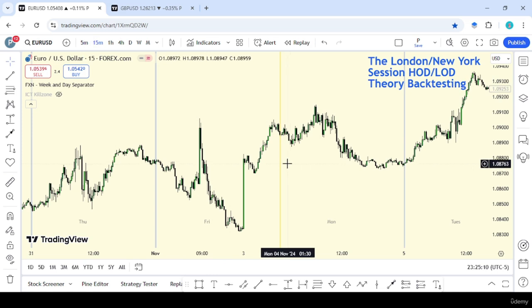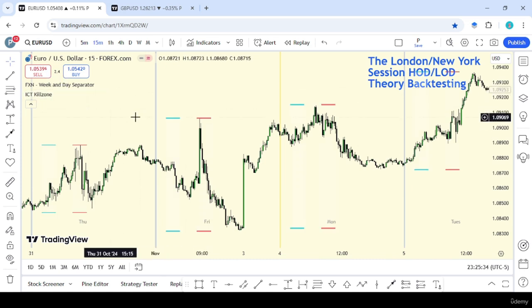So I'm using the week and day separator to showcase each trading day. You can see I'm starting on Thursday, 31st October, then we have Friday, then Monday, and so on. And then I'm also going to activate this ICT kill zone indicator. I've only outlined the New York and the London sessions, so that we can focus on those alone. You can see I don't have the Asian session indicated, so I've disabled it from the indicator.